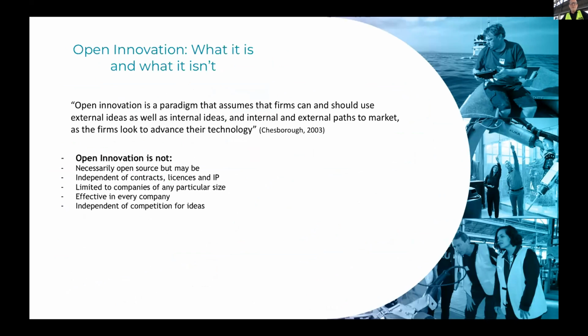There are many different models of open innovation, and we're learning what the practicalities of making that work are. And we've learned some things about the misperceptions that people have about open innovation. So it's important to say what open innovation is not. It's not only about open source; it can be built on open source, but it's not independent of contracts, licenses, and IP. We have to deal with all those things. It's not limited to companies of any particular size. It's not effective in every company. And it's not independent of the competition for ideas, which we find with SMEs and companies of all sizes.